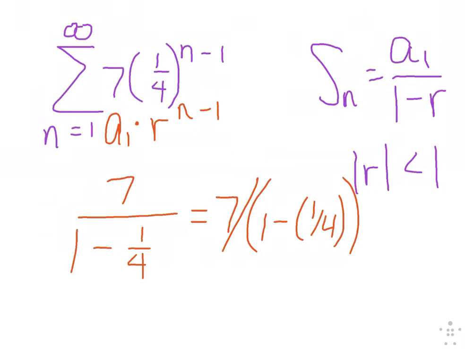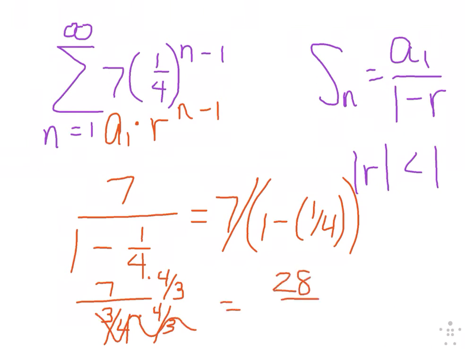If you don't want to use a calculator, 1 minus 1/4 is 3/4. And if I multiply by the reciprocal, that cancels each other out, and I end up with 28/3, or 9 1/3, or 9.3 repeating. That's what I should have got for that answer.